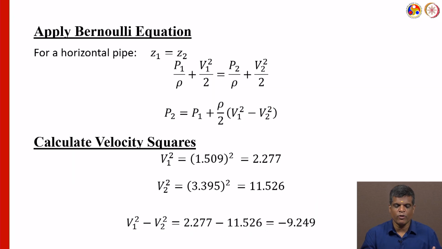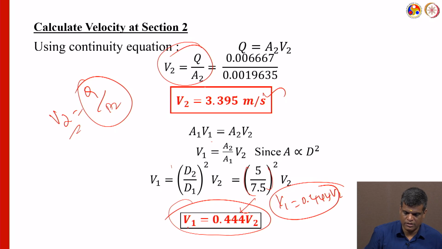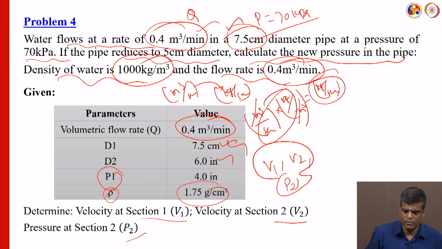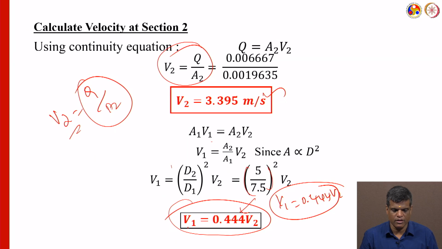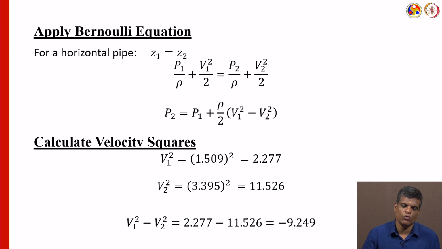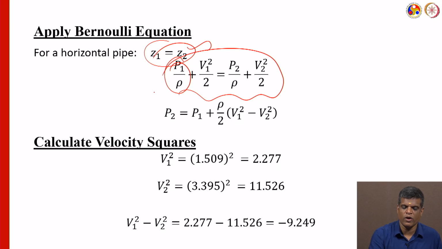Now, you have to see it is a horizontal pipe, then P1 by rho, because this is a horizontal pipe, there is no elevation here. If there is no elevation, then automatically the potential energy becomes 0. Z1 and Z2 are both the same, so automatically the potential energy is 0. So, we only have to calculate this one.